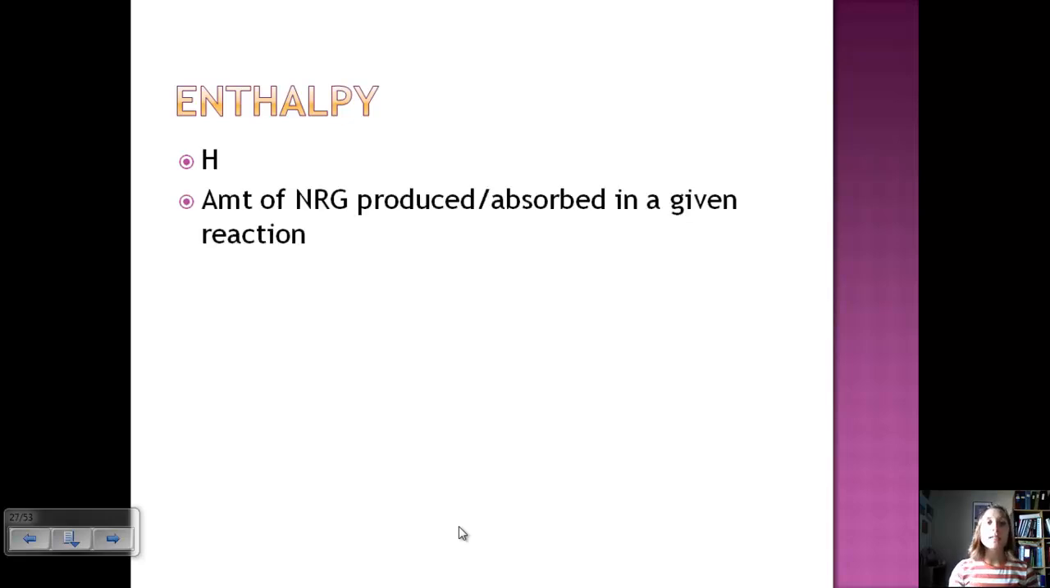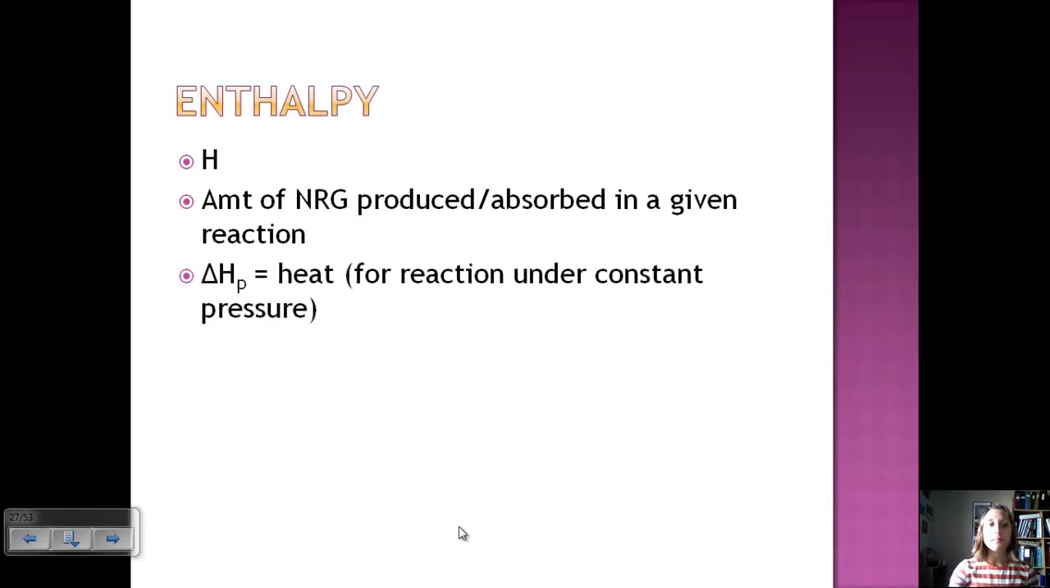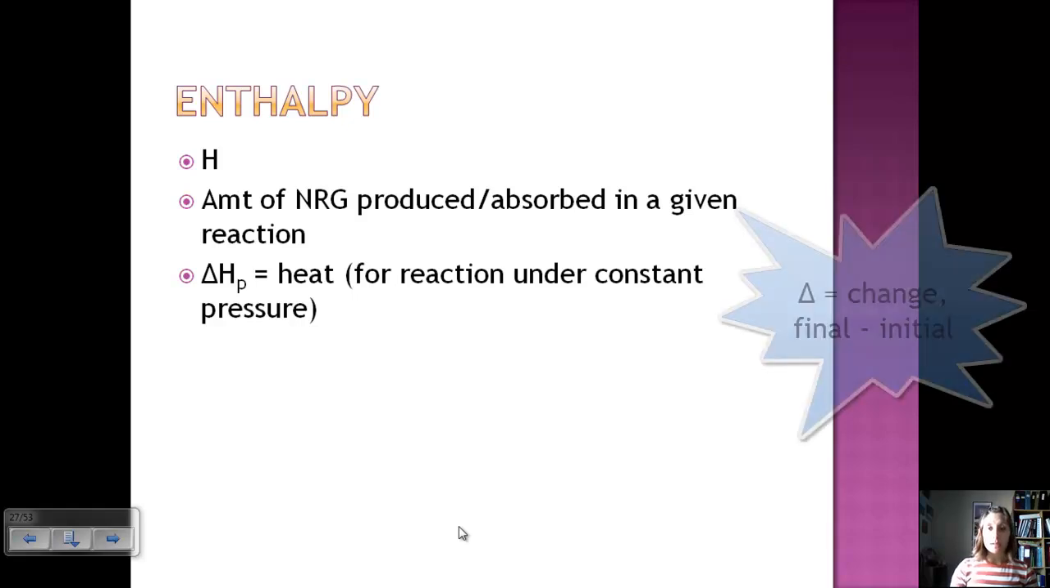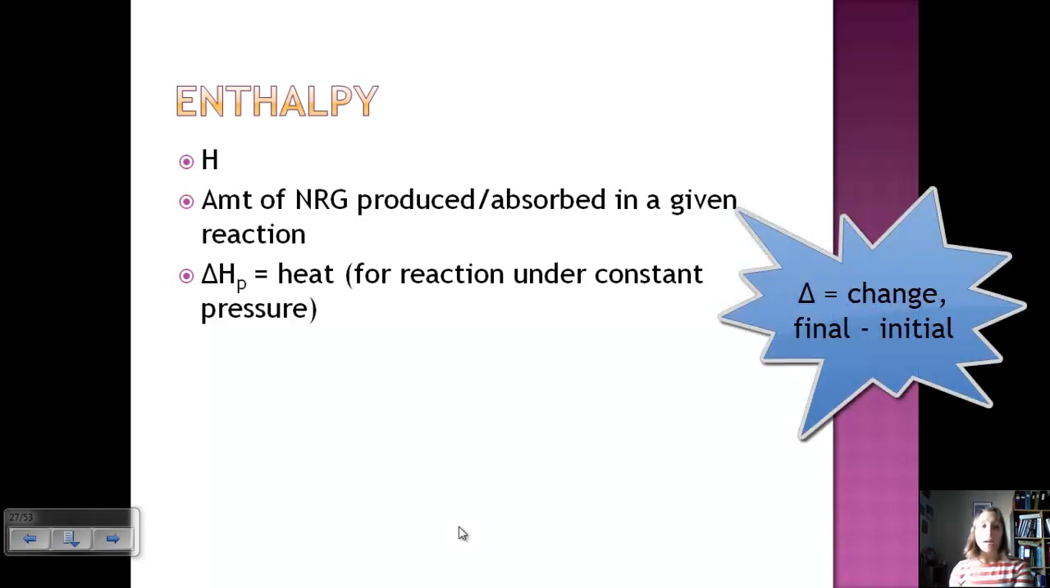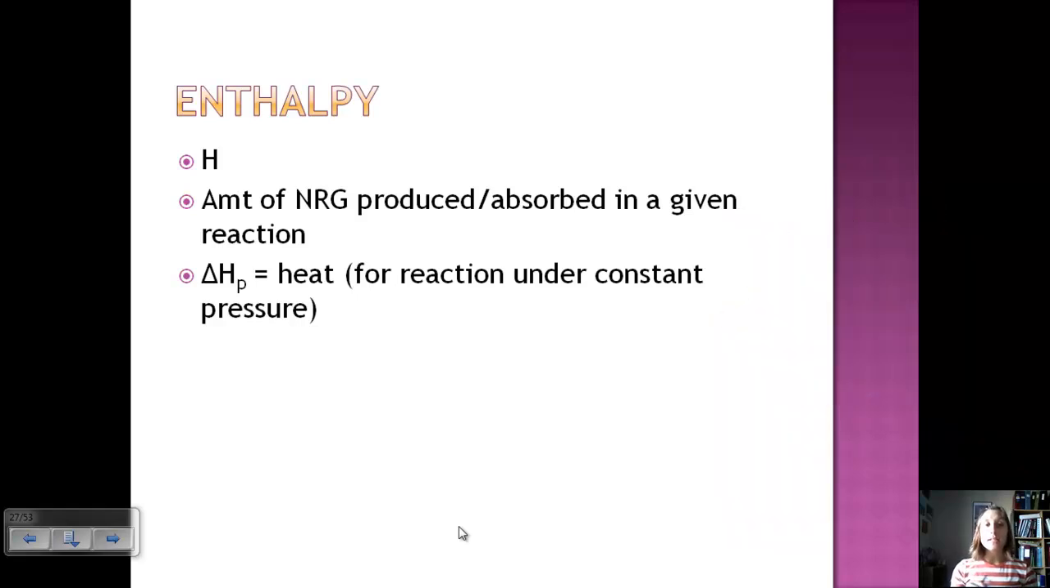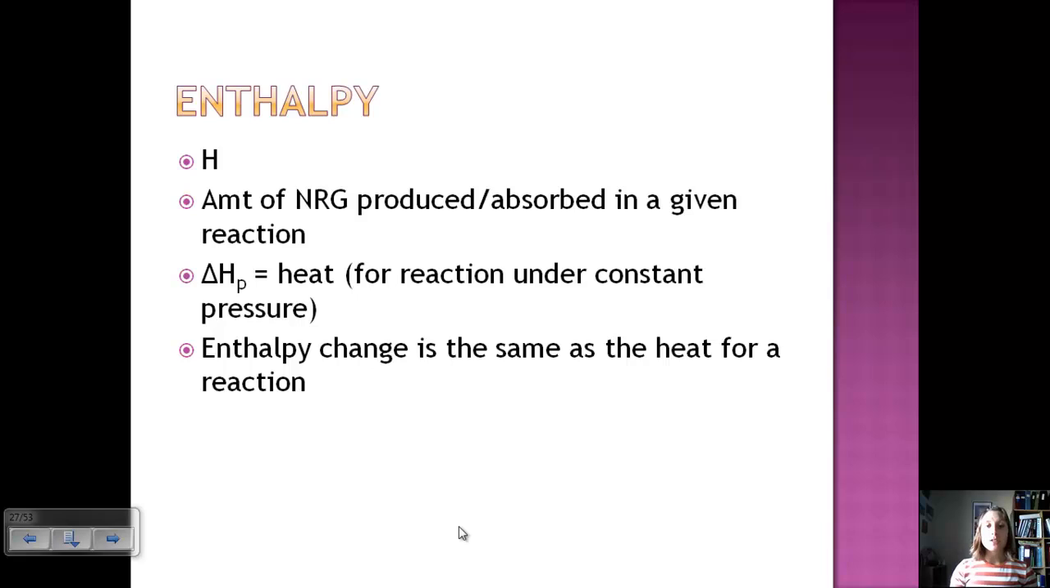The symbol for enthalpy is a capital H, and it's the amount of energy that's either produced or absorbed in a reaction. Delta H, remember delta means change, so final energy minus initial energy, and sub P is the heat, and this is for a reaction that's under constant pressure. So we're trying to keep some things the same while we change the amount of heat and look at temperature. So enthalpy change is the same as saying the heat for reaction, so we can interchange those terms.